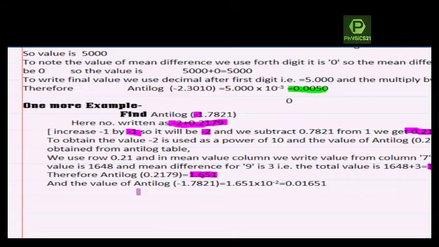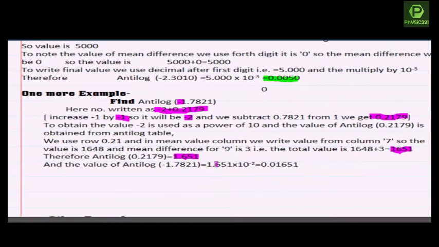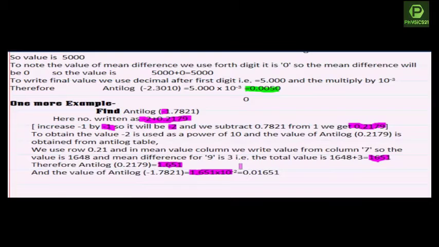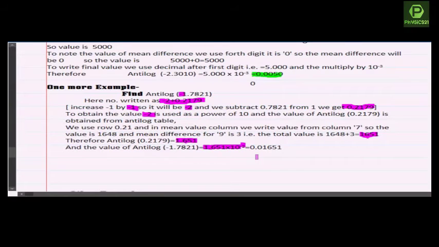Now finally, the antilog minus 1.7821 is written as 1.651 into 10 raised to minus 2, because in this number the integer part was minus 2. It will be used as a power of 10. Finally the value is 0.01651.